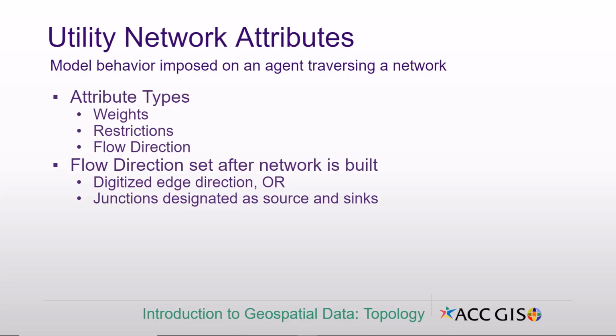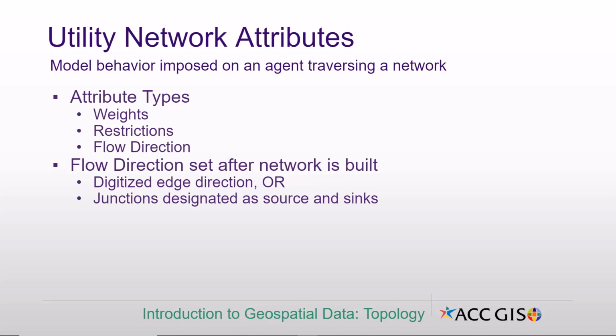The flow direction is set after the network is built for utility networks, and it can be set in one of two ways. One is with the digitized edge direction. So when you first created the features that are participating in the utility network as edges, when you created a line with a from node and a to node, or a beginning node and an end node, that is the digitized edge direction, and that will set flow in your utility network.